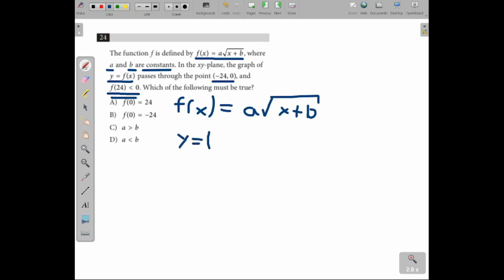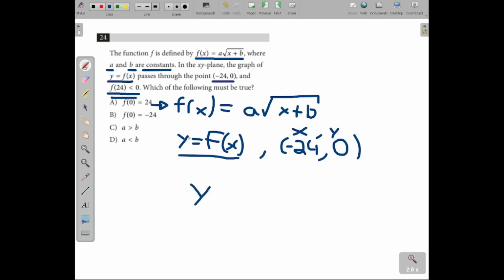Y is equal to f of x, and this point is negative 24 and 0. So we'll replace those values in the function. For x is negative 24, y will be 0. So we have this equality.